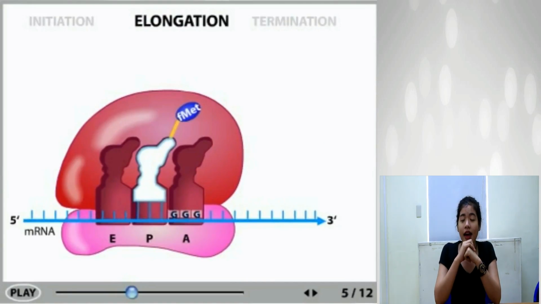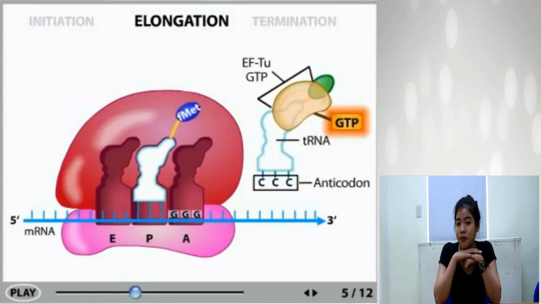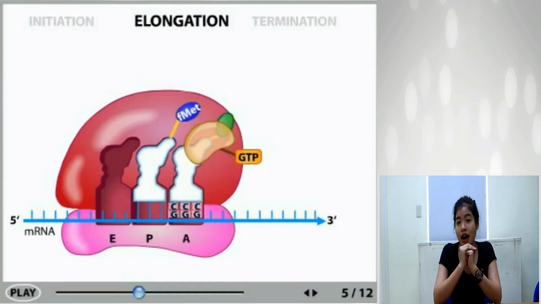First, an elongation factor called EF-Tu, which is associated with GTP, binds free charged amino acid tRNAs, or transfer RNAs. This complex enters the A or the acceptor site.